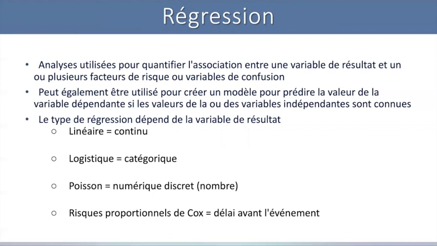You use linear regression if your outcome variable is continuous, logistic if it's categorical. Really, logistic is used for binary, but there are certain kinds of logistic regression you can use for categorical variables when there are more than two groups. Poisson regression is used for discrete numeric or count outcome variables, and the Cox proportional hazards model is used for time to event.